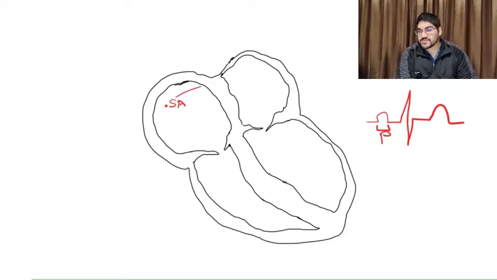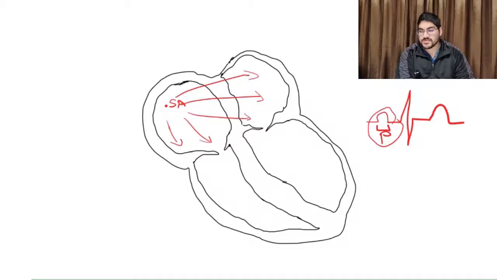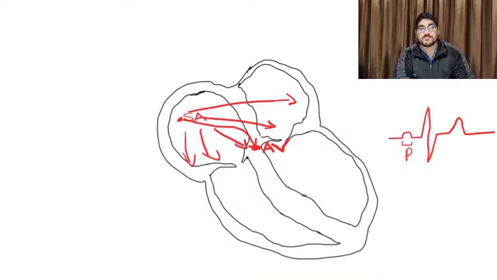So at regular intervals, the SA node sends out impulses to both atria, right? And that's what we call the P-wave. What we see as this little upward deflection on the ECG is actually the path of the electricity flowing from the SA node through the atria and towards the atrioventricular node, or AV node, in the septum. To assess the P-wave, we look at one specific lead of the ECG, and that is standard lead 2.